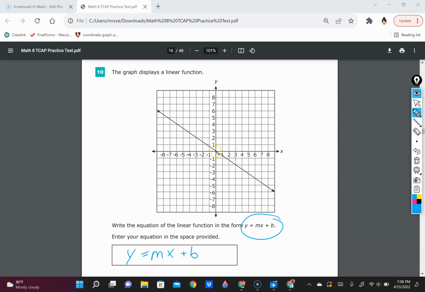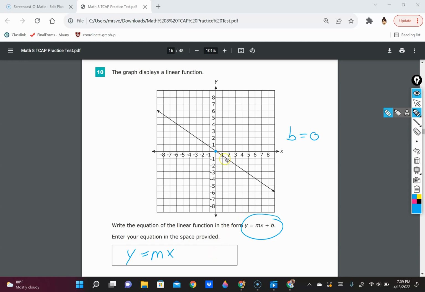What I also want you to notice is this goes through the origin. This is a proportional linear relationship, and your b, your y-intercept, is 0. So we can erase this b. We can put plus 0 or leave it out altogether.